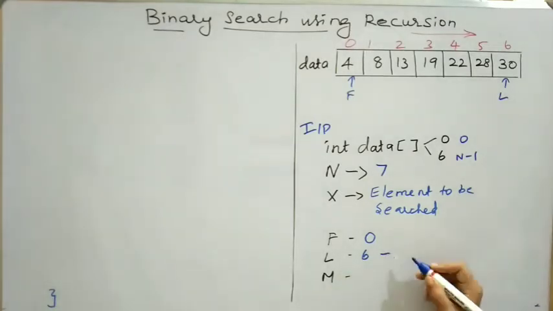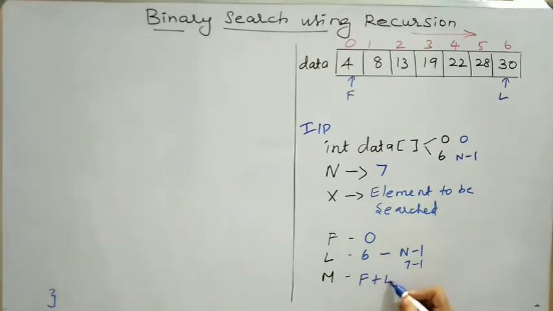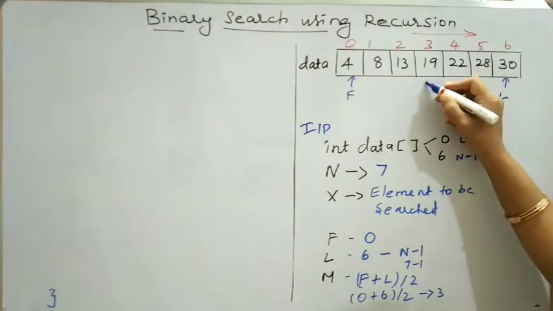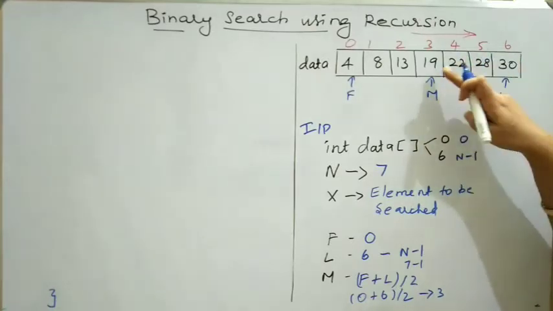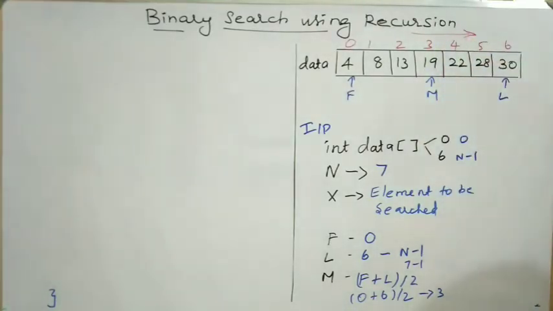In general, to compute the value of l, we may use n minus 1, the total number of elements minus 1. The total number of elements here is 7, 7 minus 1. Okay. And then m. Using an expression, we can compute the value of m. The value of m is f plus l divided by 2. In our case, it is 0 plus 6 divided by 2, that is 3. So let me mark the index position of m. The value of m is 3. So m is going to point to the element which is at the middle index position, that is 3.